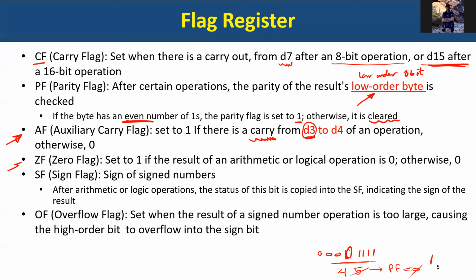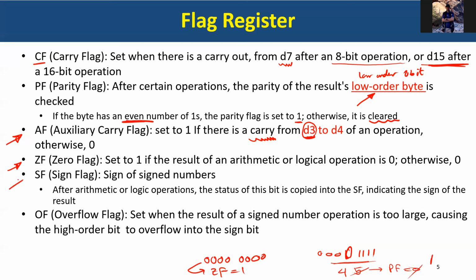The zero flag is really easy. If you have a result that is all 0, for example in an 8-bit operation where all the output is 0, then the zero flag will be 1. So the zero flag equals 1 when the result is 0. Otherwise it will be 0, meaning the result is not zero.